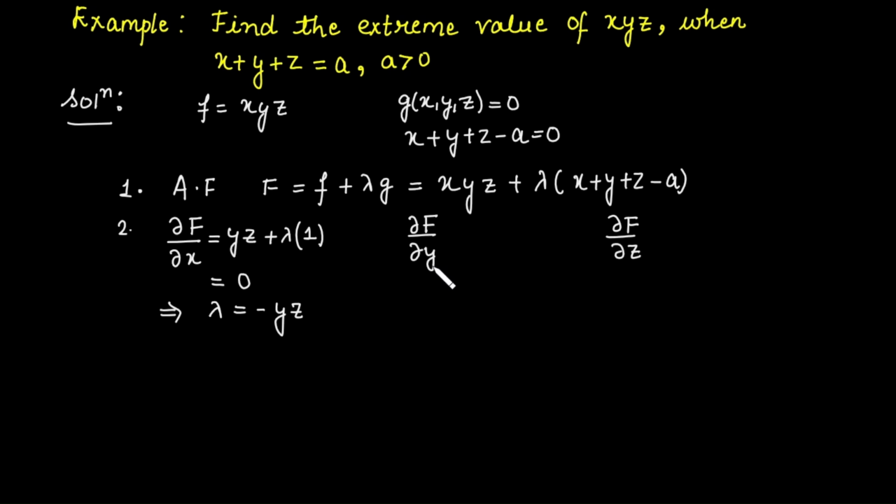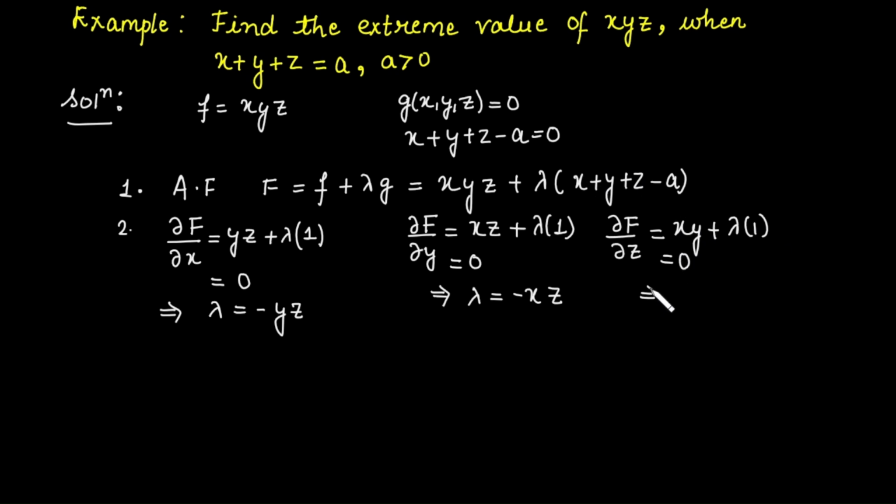Similarly, calculate the partial derivative of the function with respect to y, that is xz plus lambda times 1. From here put it equal to 0, and from here we have lambda is equal to minus x times z. Now calculate the partial derivative of the function with respect to z, that is xy plus lambda times 1. Put it equal to 0. We have lambda is equal to minus xy.